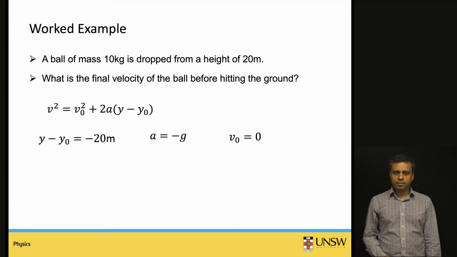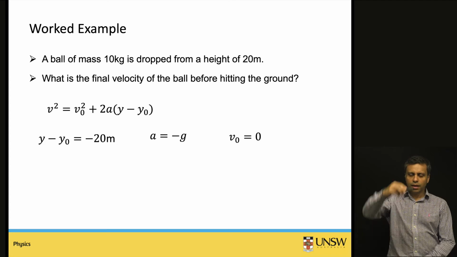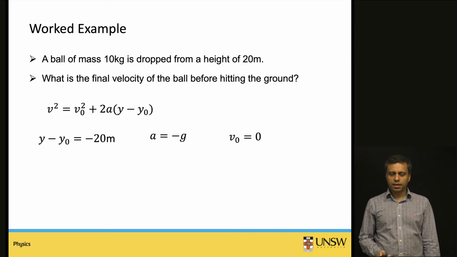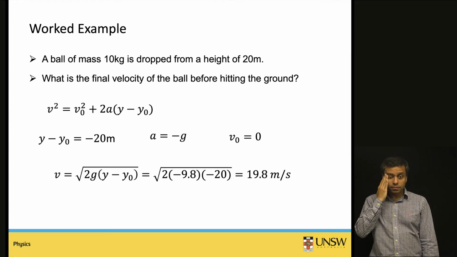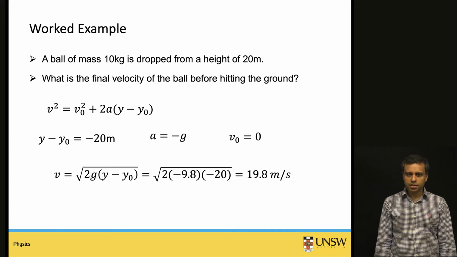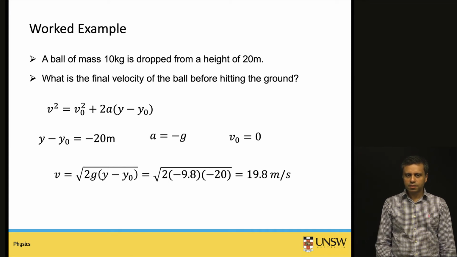And this is a case of a freely falling object. So the acceleration is a equals minus g, and the object is starting from rest, right? So its initial velocity is 0, and we have to find what is its final velocity before it hits the ground. So let us plug in these numbers in this equation, and then we can obtain the magnitude of the velocity. And after plugging in all the numbers, we see that the velocity comes out to be 19.8 meter per second, and the velocity is actually pointing vertically downward towards the ground.